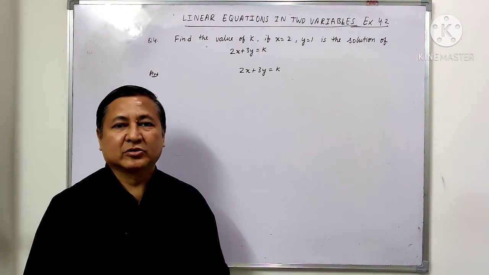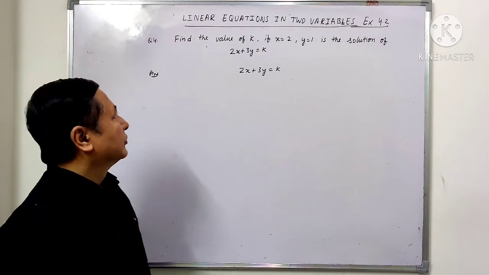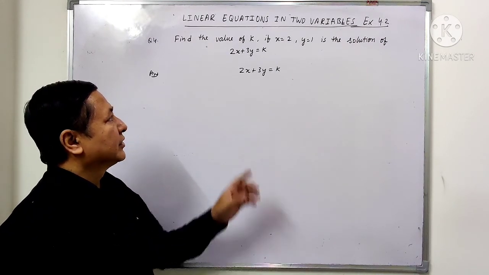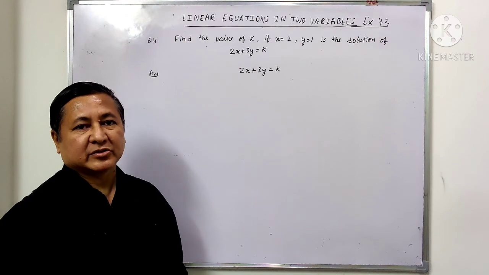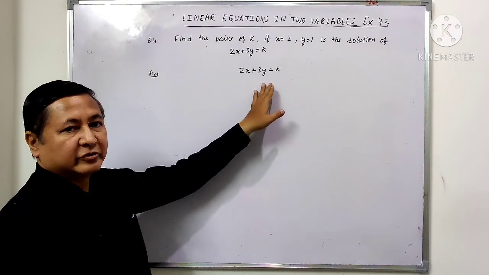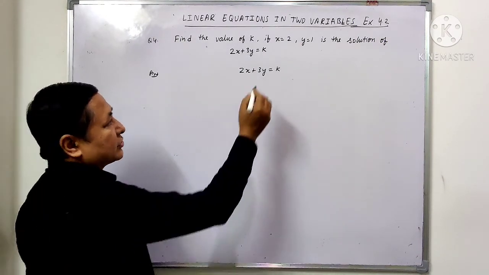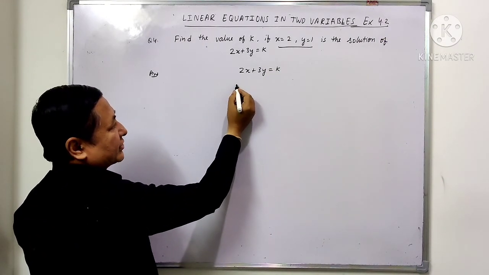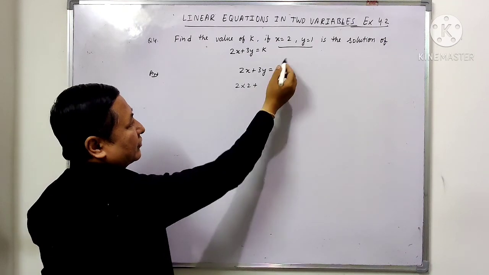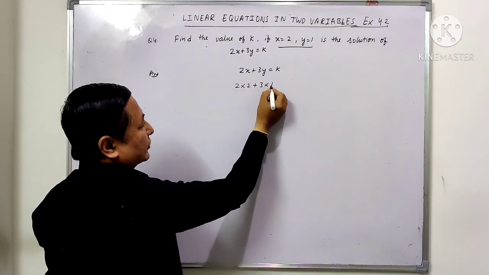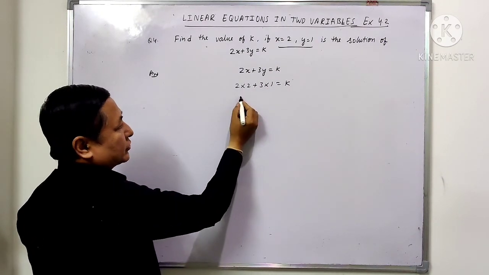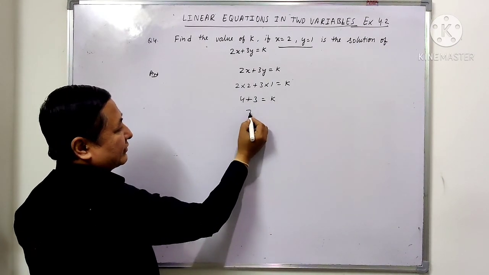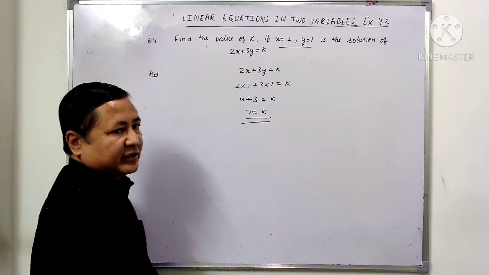Now let us solve question number 4 of exercise 4.2. Find the value of k if x equals 2, y equals 1 is a solution of 2x plus 3y equals k. This is a linear equation in two variables, and it is given that the solution is x equals 2 and y equals 1. So let us put the value of x equals 2 here and the value of y equals 1. So 2 into 2 plus 3 into 1. Let us solve this. 2 twos are 4, 3 ones are 3. So we will solve it. 7 equals k. So the value of k is 7.